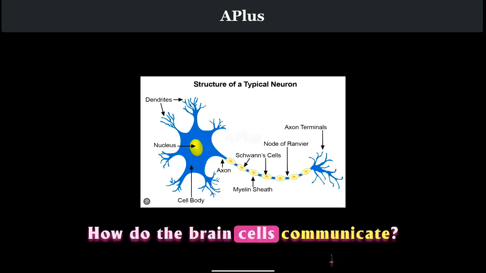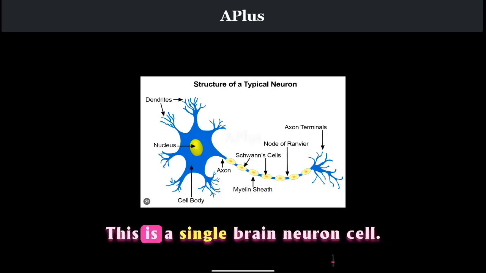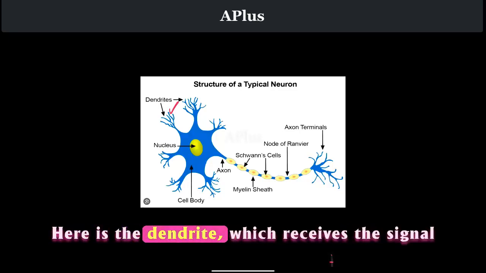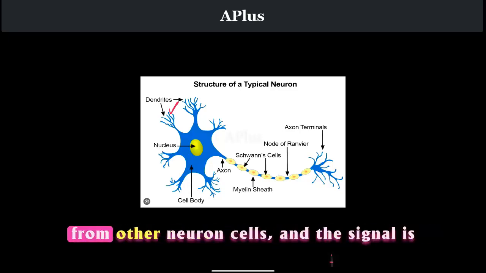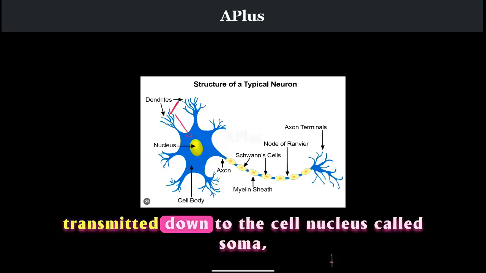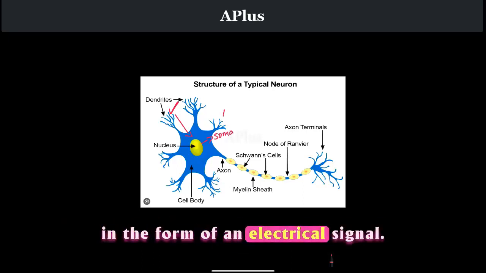How do the brain cells communicate? This is a single brain neuron cell. Here is the dendrite, which receives the signal from other neuron cells, and the signal is transmitted down to the cell nucleus called soma in the form of an electrical signal.